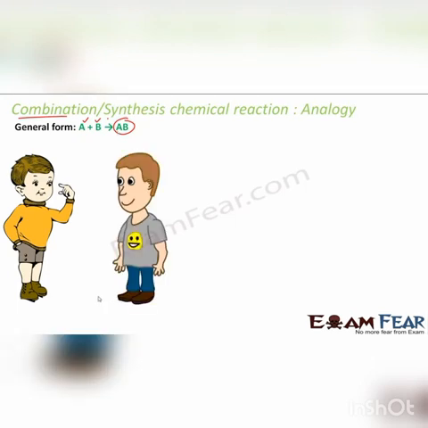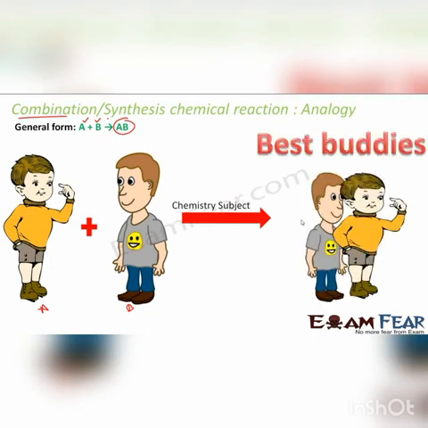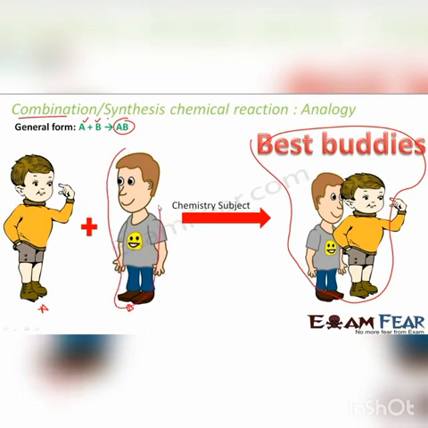So the analogy is there's one guy, there's another guy, 2 guys, you can say A and B. Now they both like the chemistry subject, and they become best buddies. So there were 2 students A and B, and they become one identity. They became best buddies because of the chemistry subject. So there were 2 things and that became one thing. That is the example of synthesis or combination reaction.